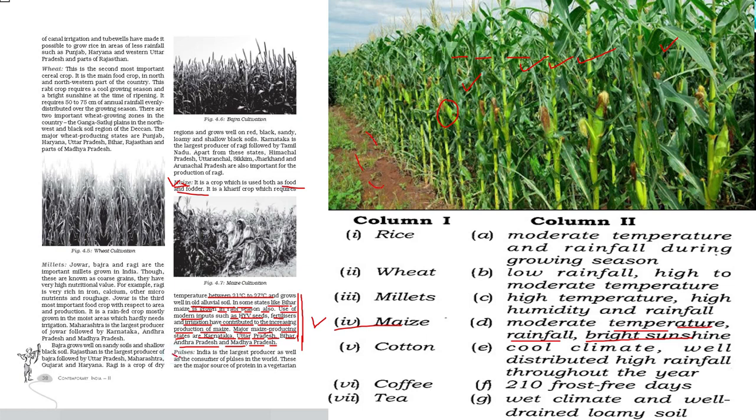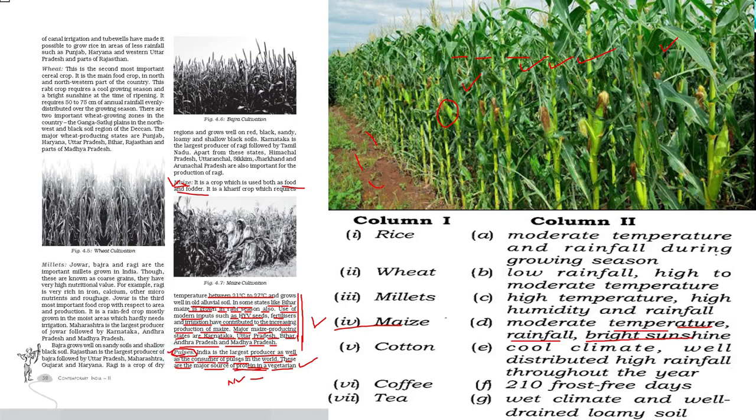Next is pulses, dale. India is the largest producer as well as consumer of pulses in the world. Yes, of course, you can analyze your own diet. If it is vegetable for one meal, it will definitely be pulses in the other meal. So it is a staple diet of Indians. These are the major source of protein in a vegetarian diet. People who are not into non-vegetarian meals, their source of protein is majorly coming from pulses.